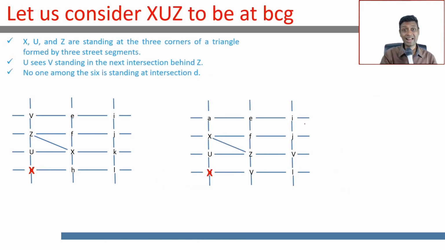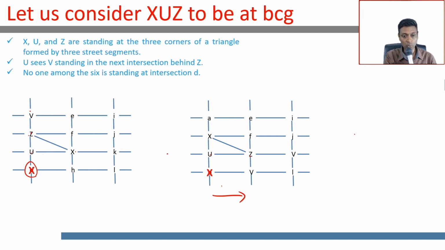Now let's put XUZ to be at BCG. Remember? BCG. You can have UZV like this. You cannot have UZV downstairs because nobody is here. We could have UZV along this straight line left to right. We cannot have right to left because we cannot accommodate V this side. So now we have only 2 possibilities.